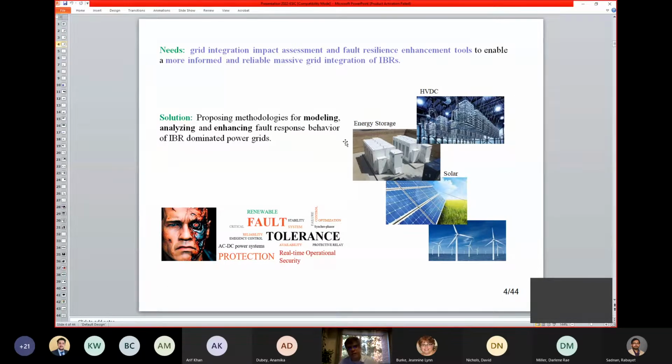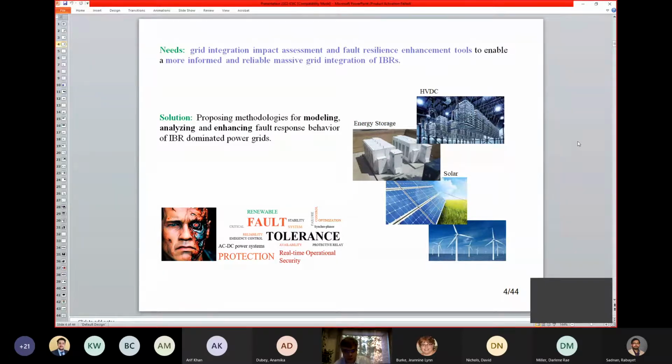So what I see here in my group, we have observed these events, and what we have determined is that we need a grid integration impact assessment and fault resilience enhancement tool to enable more informed and reliable massive grid integration of IBRs. Specifically, we should propose a methodology for modeling, analyzing, and enhancing the fault response behavior of IBR-dominated power grids.